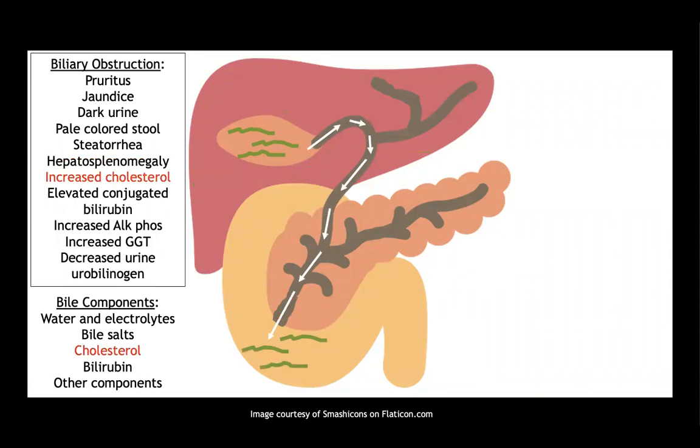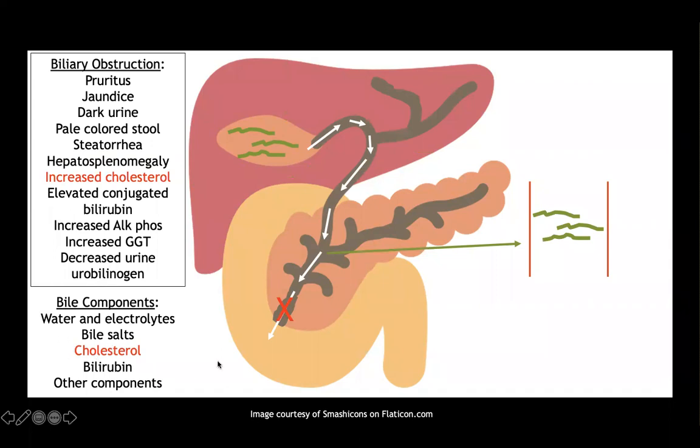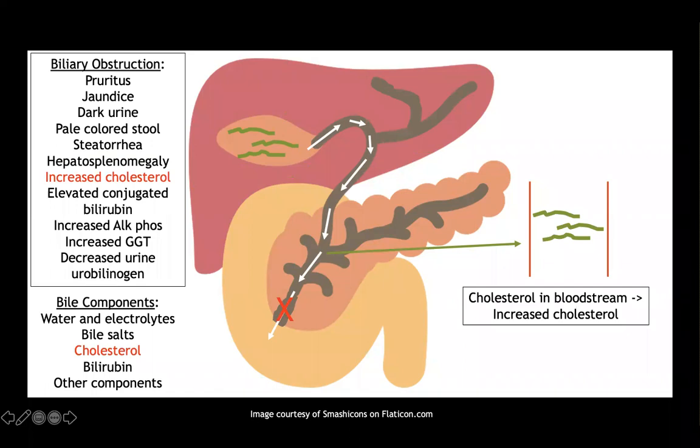Increased cholesterol should also make sense. We've talked about how having this obstruction can increase your bilirubin because it's a component of bile. So because cholesterol is also a component of bile, it should come as no surprise that having more bile in your bloodstream means you have more cholesterol in your bloodstream as well.